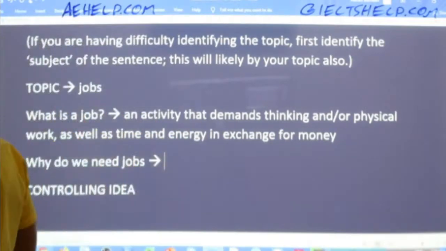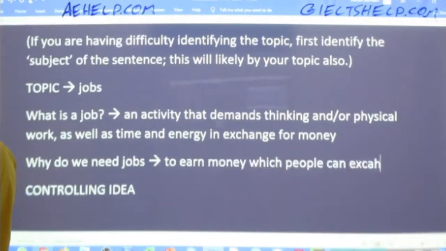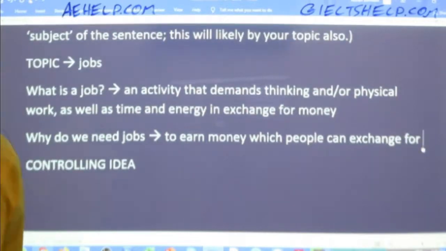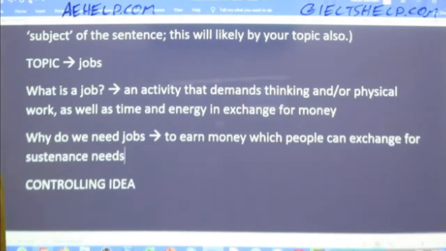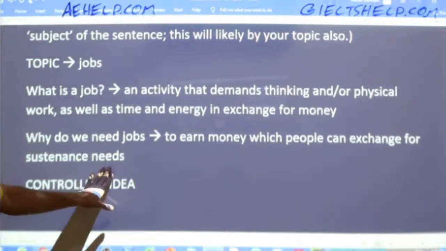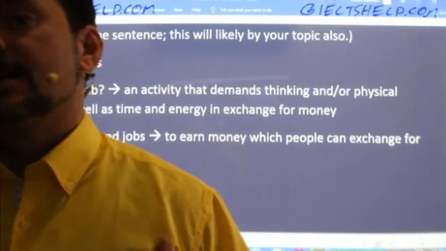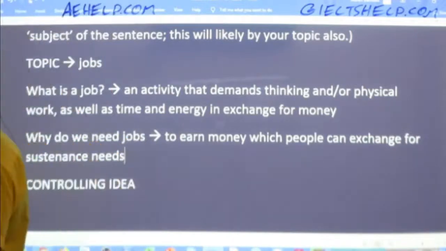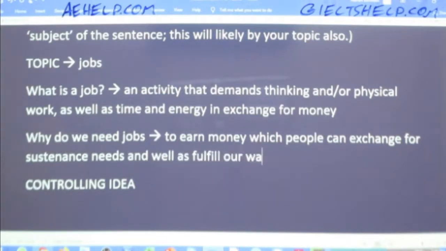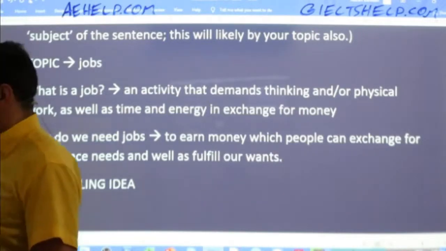Yeah, okay. So we need jobs to earn money which people can exchange for. The word that you're looking for, Yvonne, is sustenance needs. Sustenance needs, that means our basics for survival. So food, warmth, shelter, those are our basic sustenance needs, okay? So we earn money which we can exchange for sustenance needs as well as fulfill our wants, right? So ideally, we're not just buying what we need, but we can afford our wants as well, going on trips and so on.